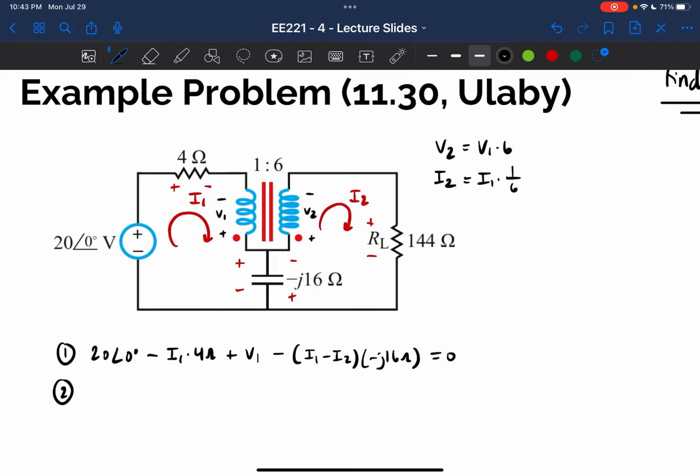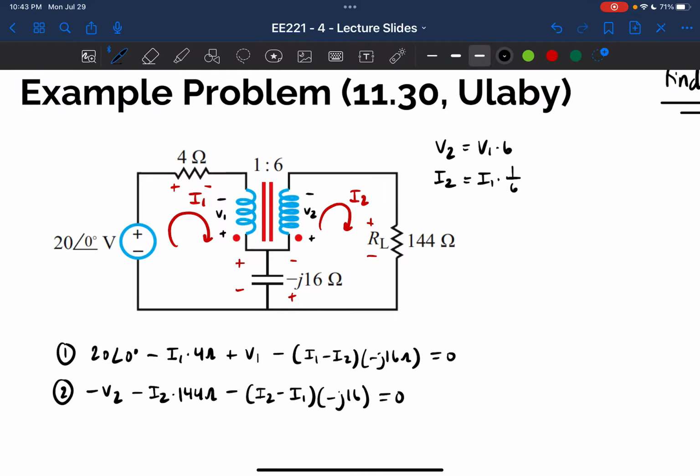My second loop here, I'll start here and just go this way. So I drop by V2 right off the bat. Then I drop by I2 times 144 ohms. And then I get to my capacitor and I drop. I have two currents again, I2 minus I1 this time. And that's also going to be minus J16. And I set that equal to 0.